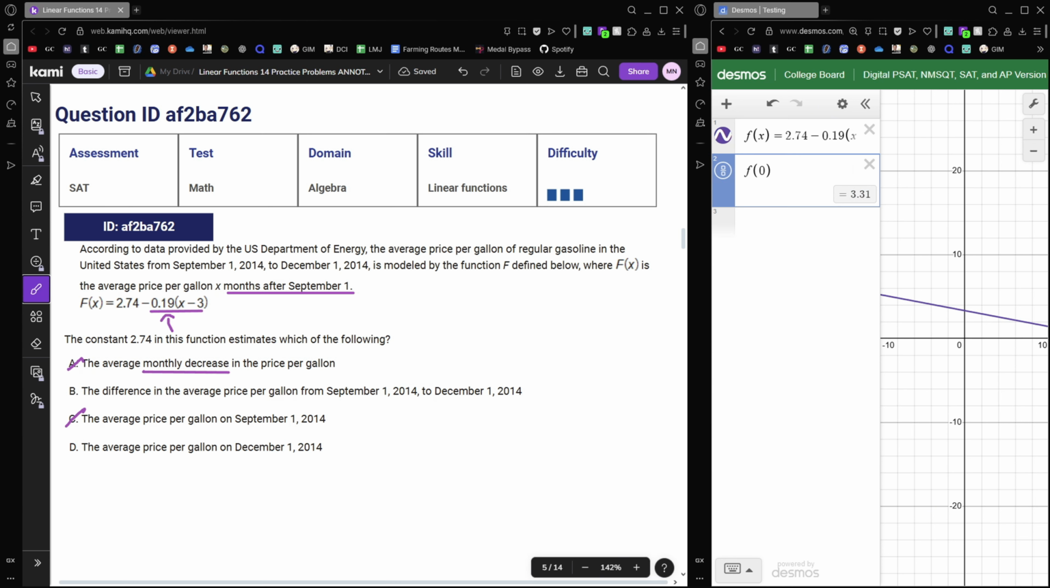Now let's look at D, the average price per gallon on December 1st. But December is going to be 3 months after September, so for x we would plug in 3. And we get that the average price per gallon on December would be 2.74. And this does match up, so that means that D would be our answer.